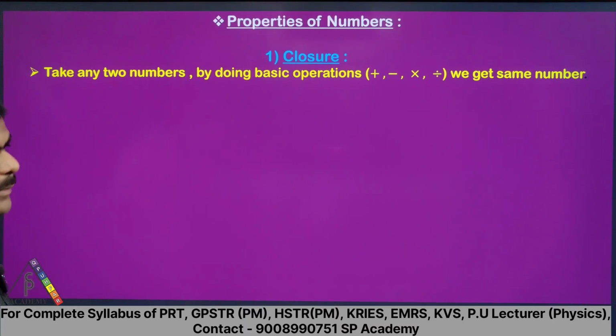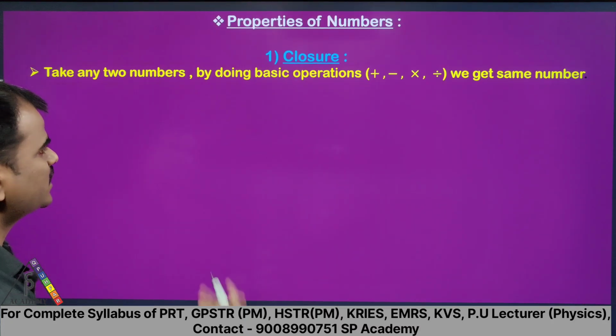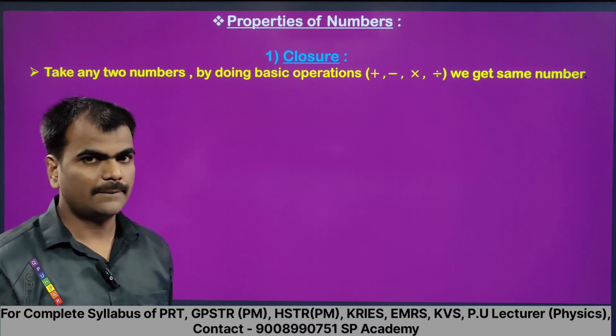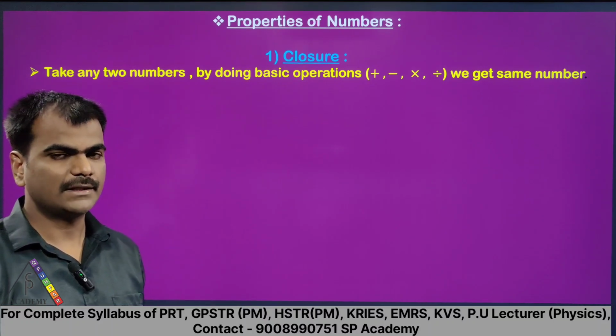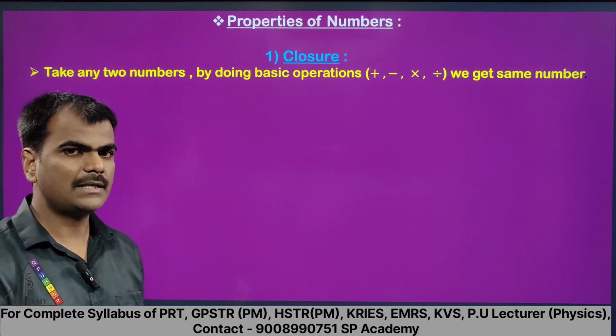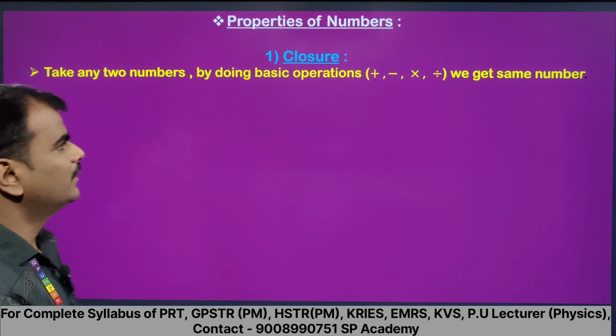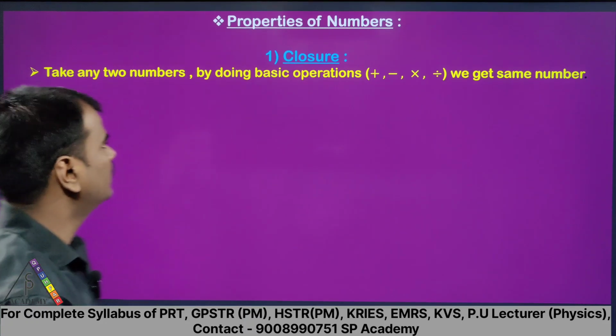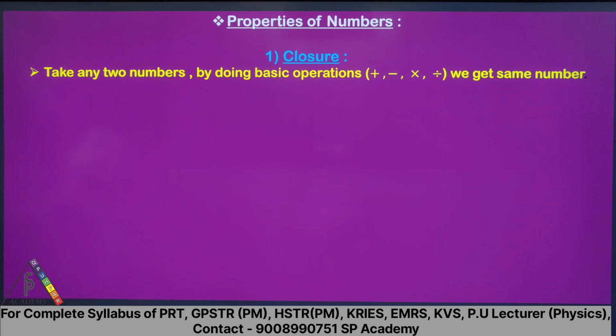Next we'll see the properties of numbers. First property is closure property. Closure property means that when we take any two numbers from all numbers or integers, we should get the same kind of number. We have to do all these 4 basic operations. Now we'll see the closure property for all numbers.